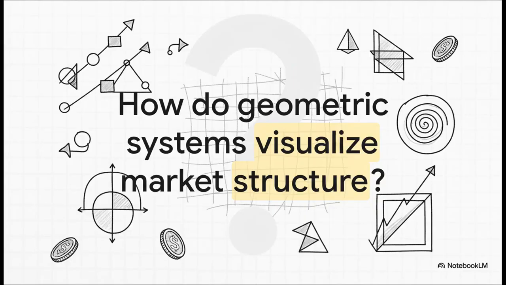So taking this detailed walkthrough of a single silver cycle really gives us a window into one very specific geometric method. And it kind of leaves us with a bigger question to think about. How do defined geometric systems approach market visualization?